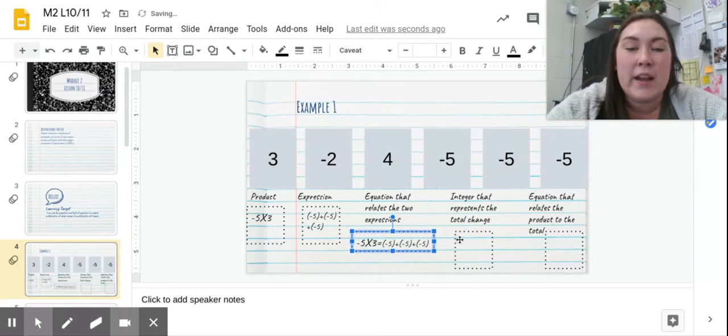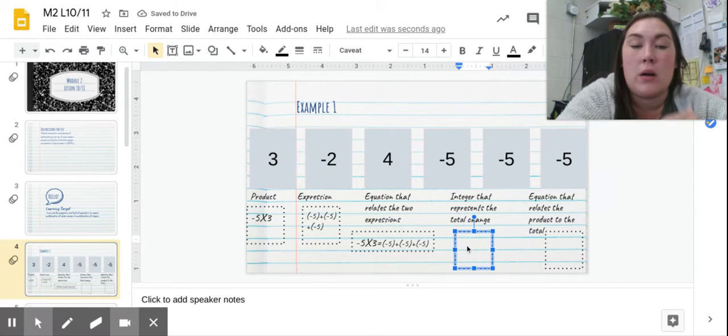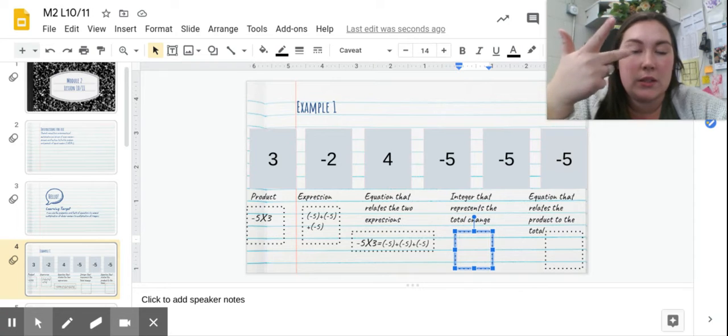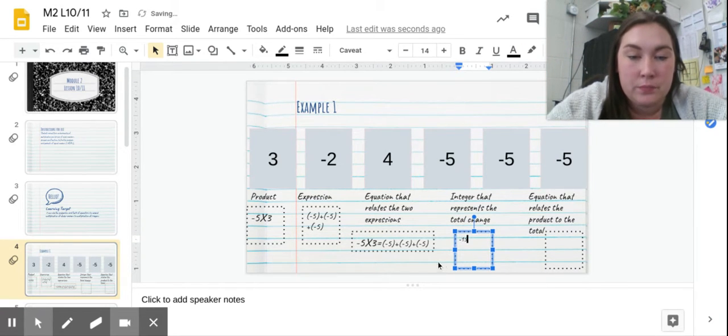There we go. Okay, and then the integer that represents the total change, that's the number. So what is the answer to -5 times 3? Well, that's actually going to be -5 plus -5 plus -5, which is -15.